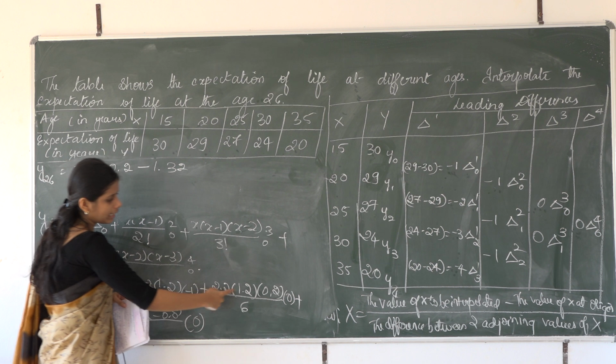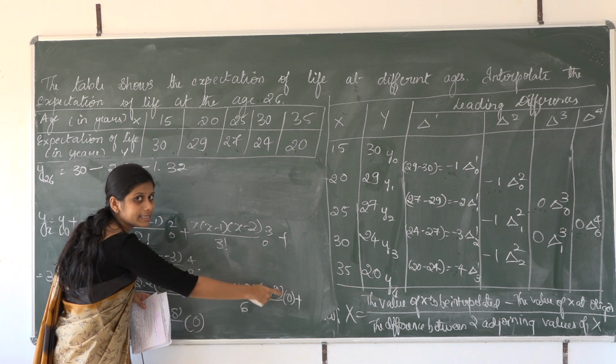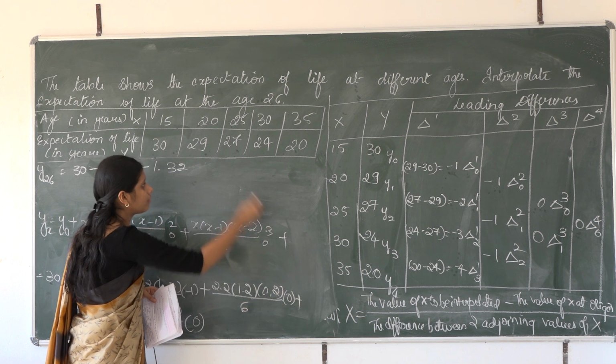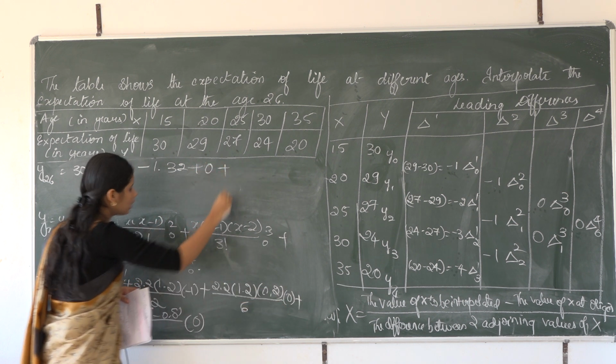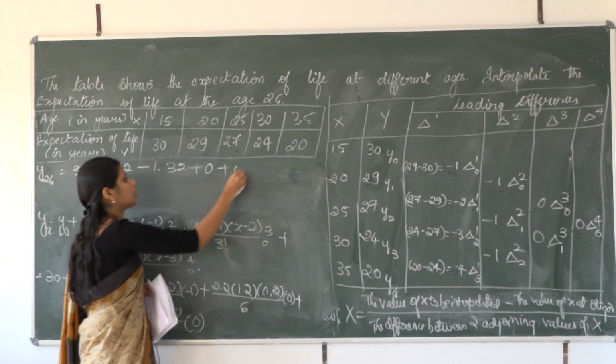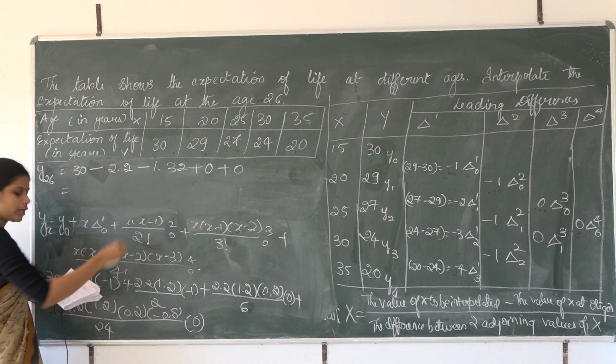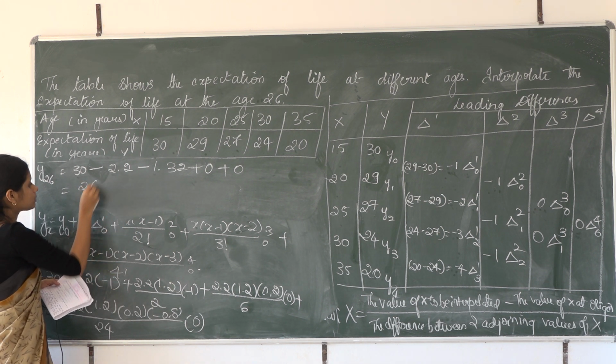Next, anything 2.2 into 1.2 into 0.2 into 0. That means anything multiplied by 0 will be 0. So plus 0. Here also 0 is there. So if you multiply this with 0, it will be 0. Which is equal to 30 minus 2.2 minus 1.32. Answer is 26.48.